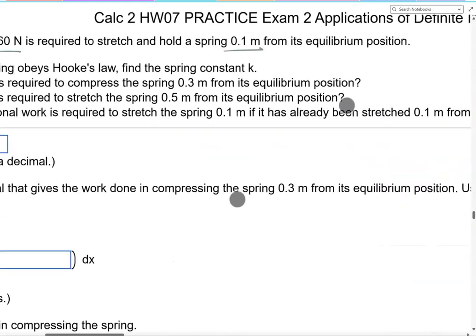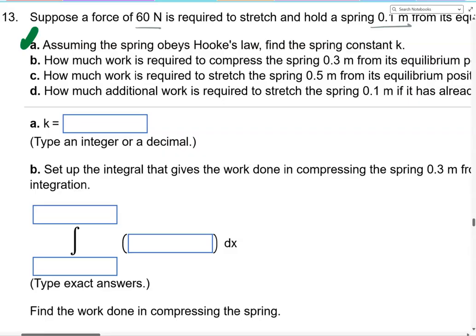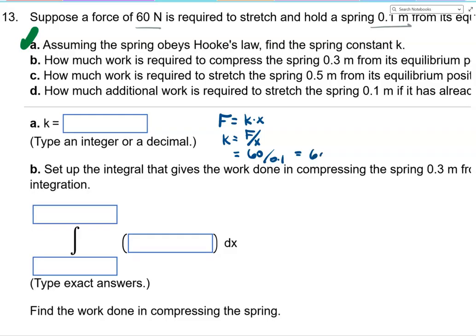In this particular case, 60 newtons of force is necessary to stretch a spring 0.1 meters away. If force is equal to K times x, then K is the force divided by x. 60 newtons divided by 0.1 meters ends up being 600, and the units do produce a newton per meter unit. So we can report 600 as our K value here.